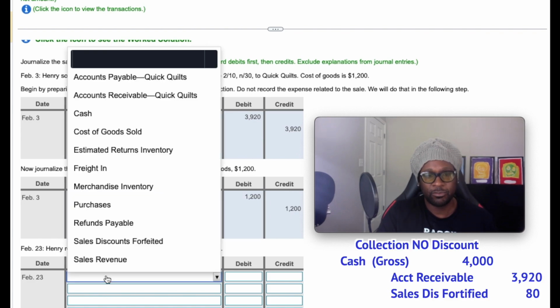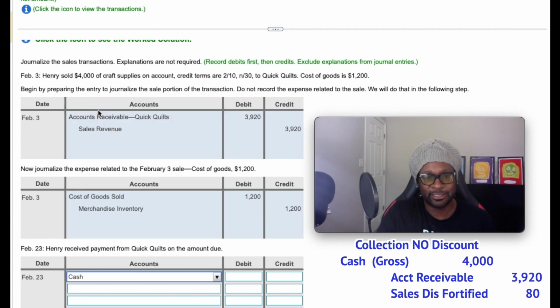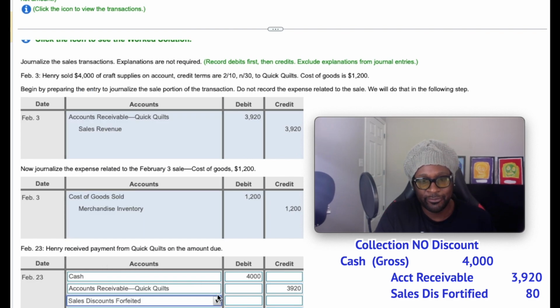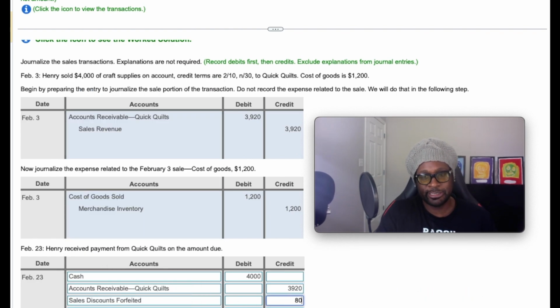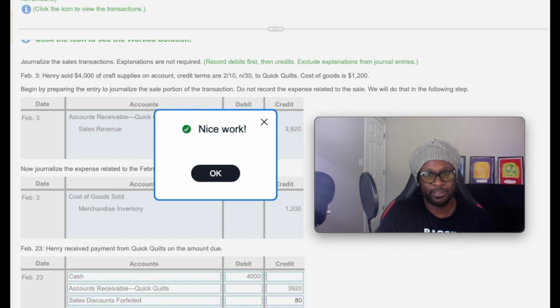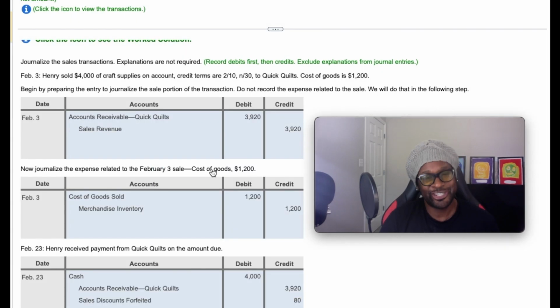Therefore, we're going to debit cash for the entire amount of the initial product, which was $4,000. We're going to remove accounts receivable off the books for the net amount of $3,920. And as we can see, again, our debits and credits aren't equal, and this is where we're going to credit Sales Discount Forfeited for the $80. We're going to check our answer. Bags all day.